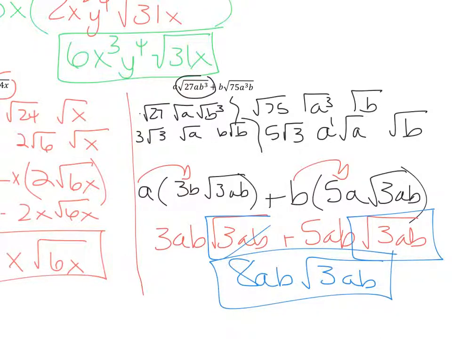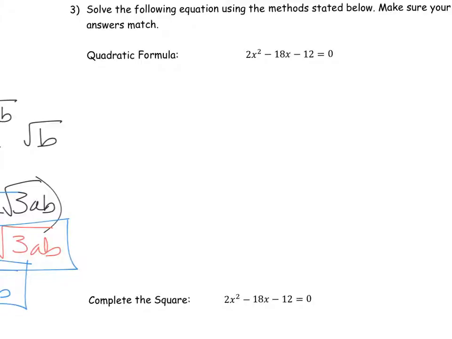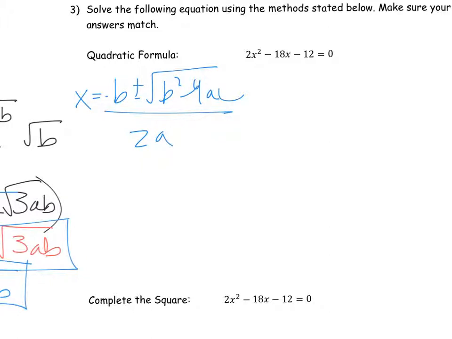All right, next page. Solve the following equation using the method stated below. First we're going to use the quadratic formula. That's x equals negative b plus or minus the square root of b squared minus 4ac all over 2a. Here we're already in standard form. My a is 2, my b is negative 18, and my c is negative 12.